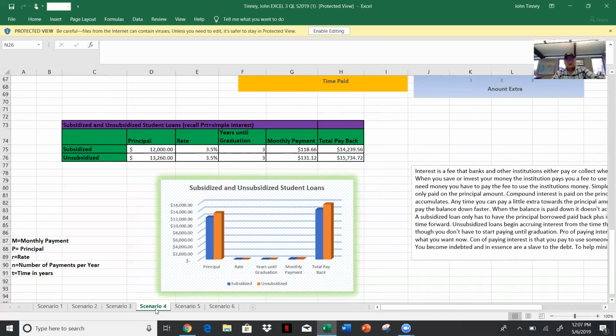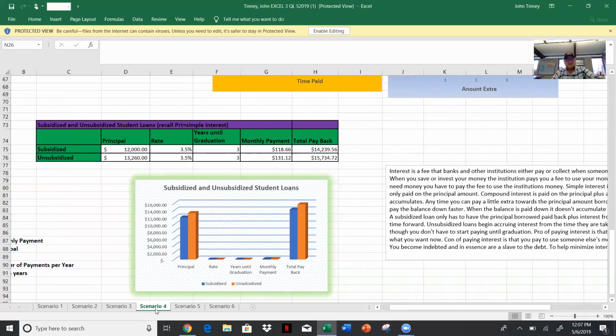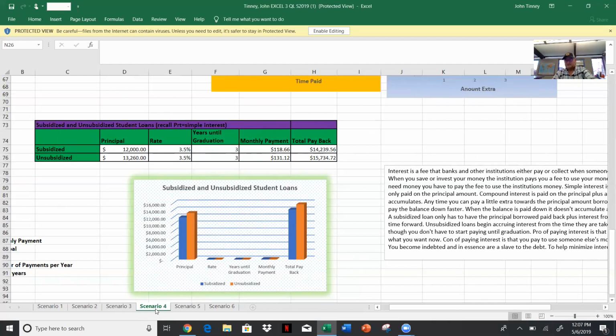If you borrowed $12,000 right out of the gate, subsidized, you would end up only owing $14,000 whenever you paid it back with a monthly payment of $118.66. An unsubsidized loan, the interest starts accruing on that loan the minute you get it, and so at the end of the term, you'd end up paying $15,734.